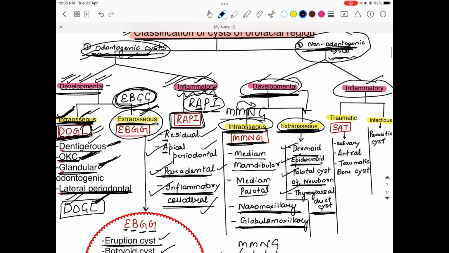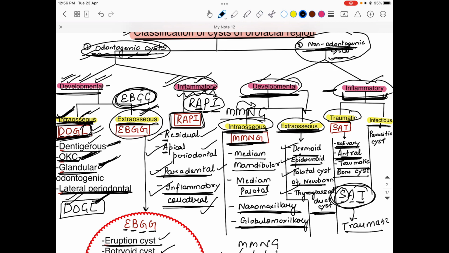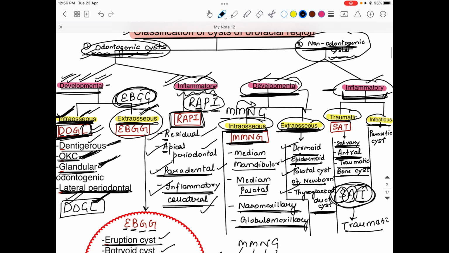Now moving ahead with the inflammatory variety of non-odontogenic. In inflammatory, we again divide the inflammatory into traumatic and infectious. When I talk about traumatic, you have to remember this by SAT. S for salivary cyst, A for antral cyst, T for traumatic bone cyst. And the last one is the infectious cyst, in which we have the parasitic cyst.